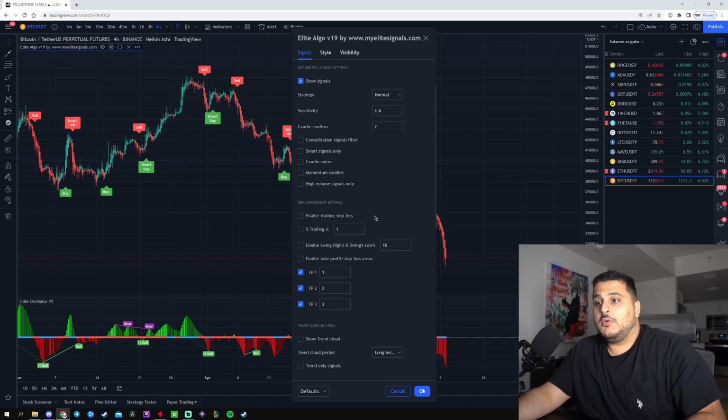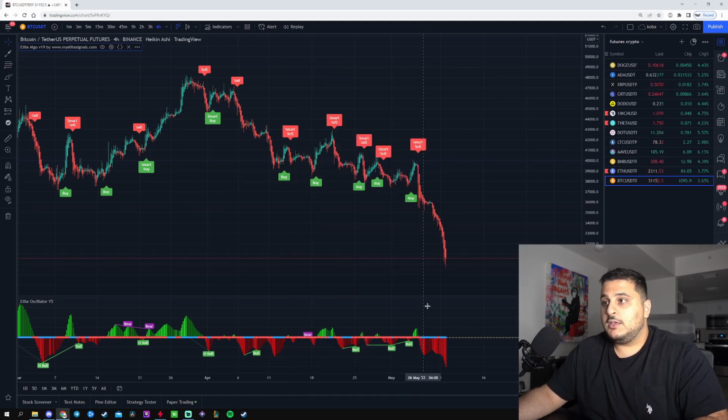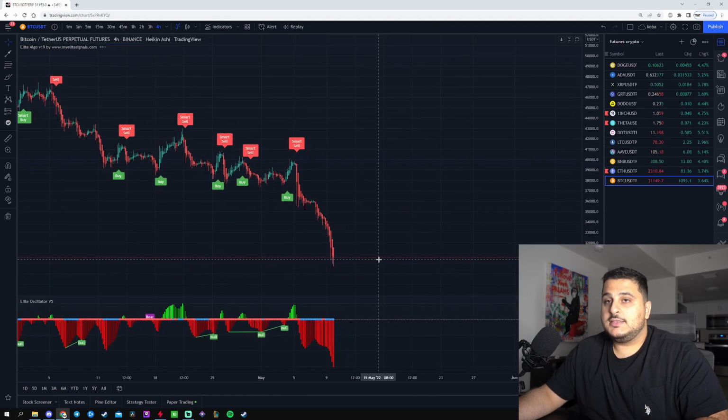Now, the first I want to talk about, one of the most important ones, is the enable take profit and stop loss areas. You should always be using take profits and stop losses whenever you trade. This is very important, and every single trade that you take needs to have a stop loss and a take profit set in place because that is how you protect your account. So over here, we're going to enable this on, and I'm going to show you guys exactly how to use it.